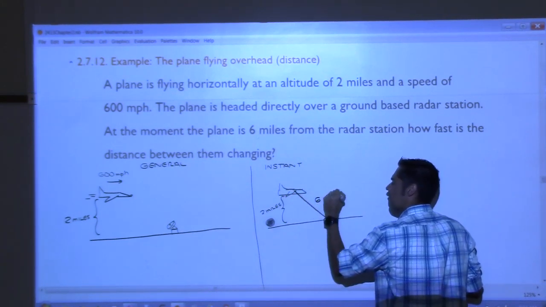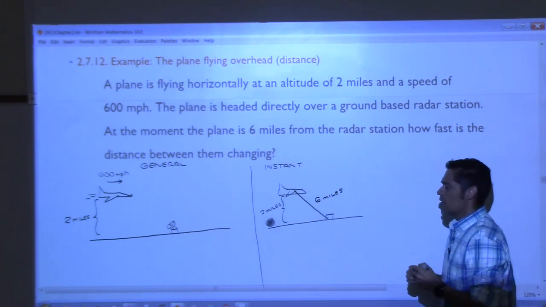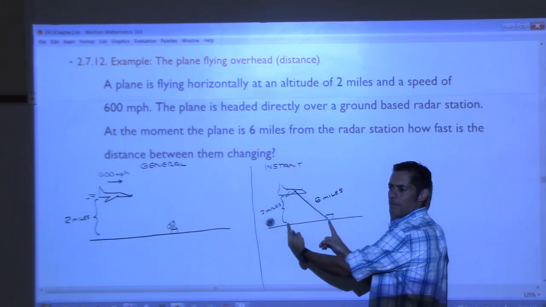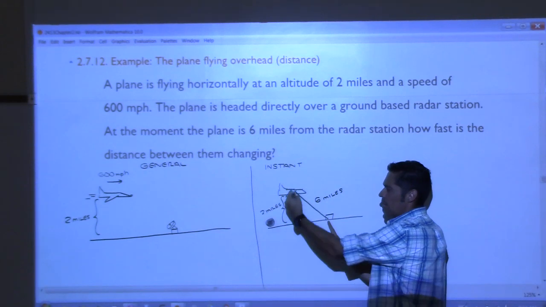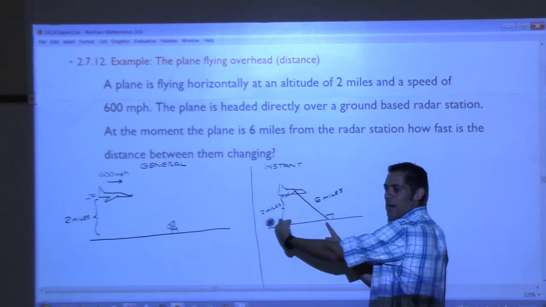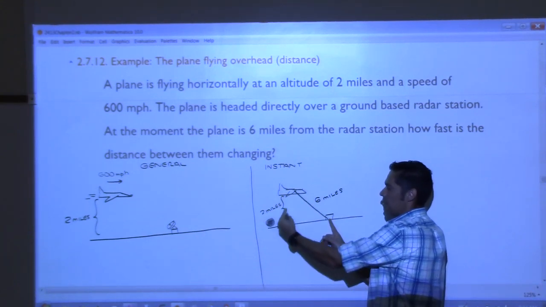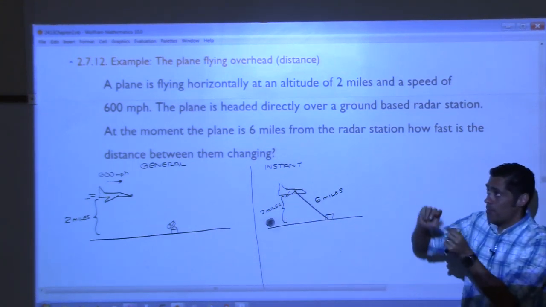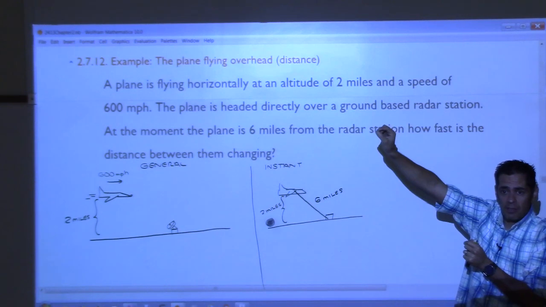Do y'all agree with that? Some students will put the 6 down here, but it's not the distance from the plane projected down to the ground. It's not 6 miles here. It's the actual straight line distance from the radar station to the plane that is 6 miles. All right?